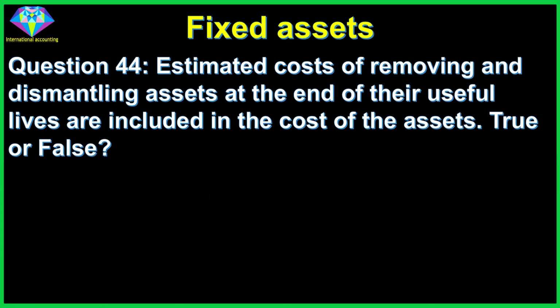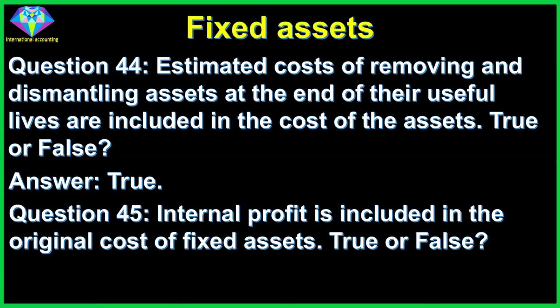Question 44. Estimated costs of removing and dismantling assets at the end of their useful lives are included in the cost of the assets. True or false? Answer: true. Question 45. Internal profit is included in the original cost of fixed assets. True or false? Answer: false.